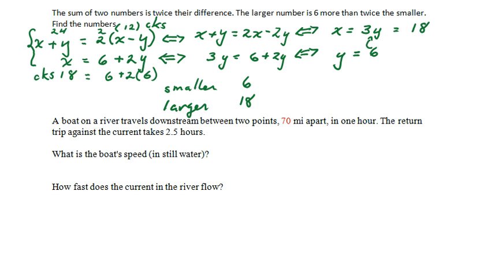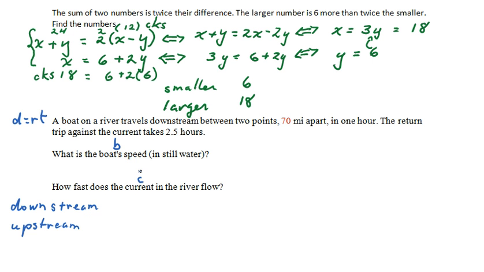Our second example is one that is going to involve distance, rate, and time. The formula: distance equals rate times time. And we have a boat going downstream, which means it's with the current. Upstream means it's against the current. We're going to let B be the boat speed and C be the current in the river.